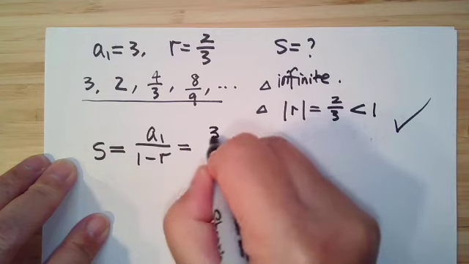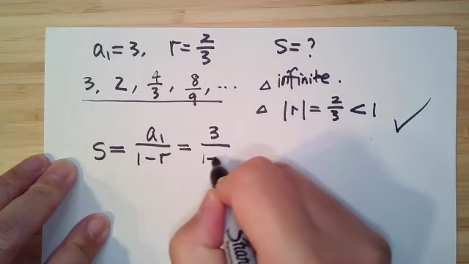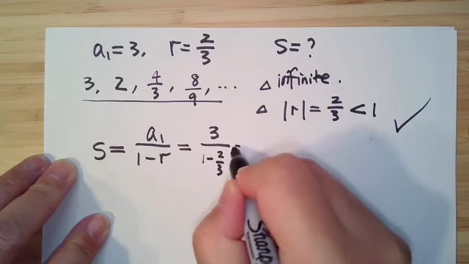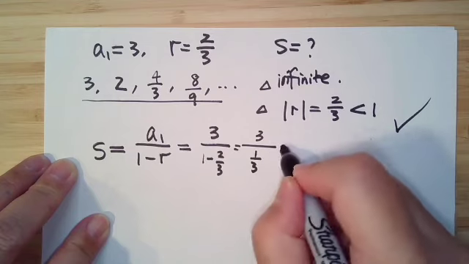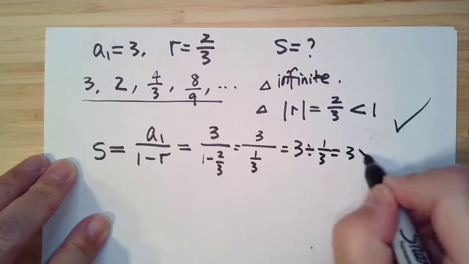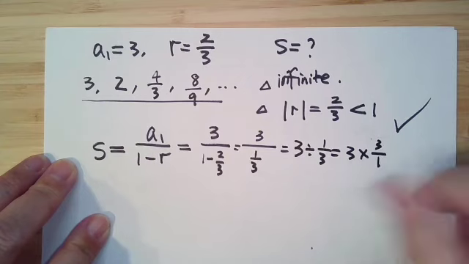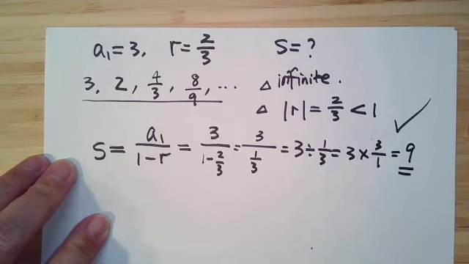That's it. So let's see. a1 is 3, and r is 2/3, so that's going to be 1 minus 2/3. And 1 minus 2/3 is 1/3. So 3 divided by 1 over 3, which is 3 times 3 over 1, right? Times the flip of it. So the answer is 9. That's your answer.